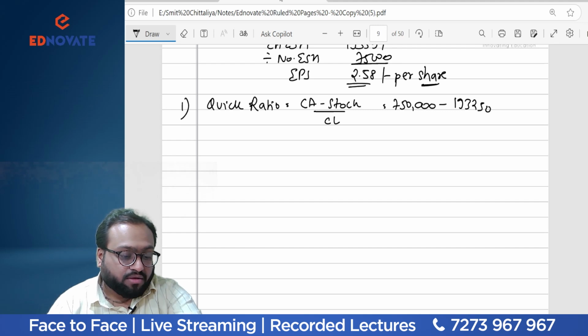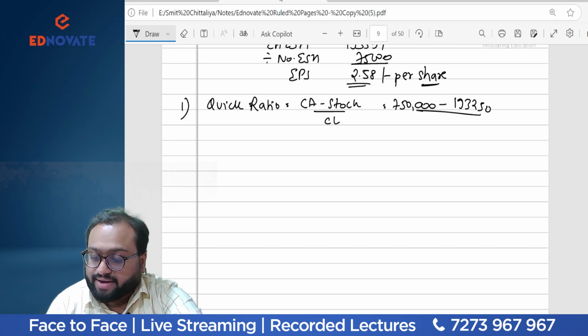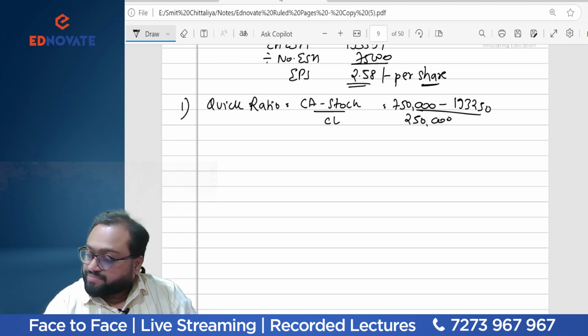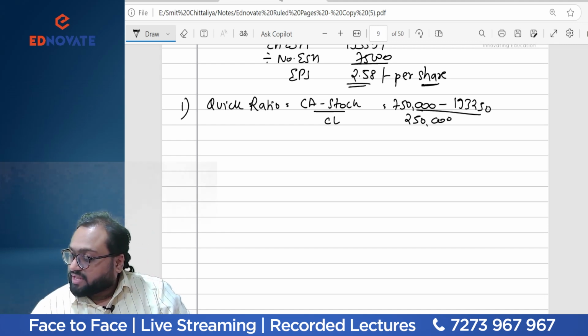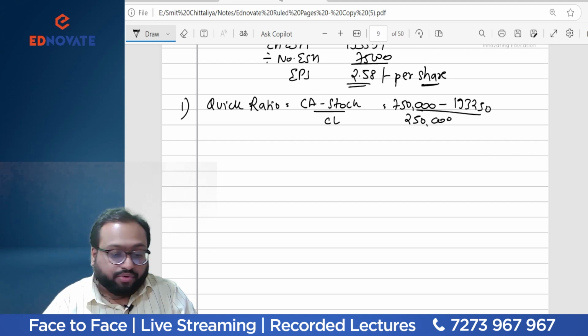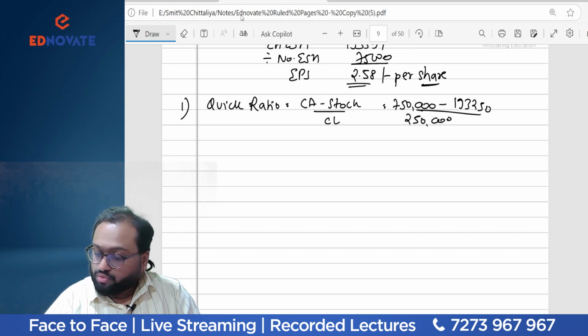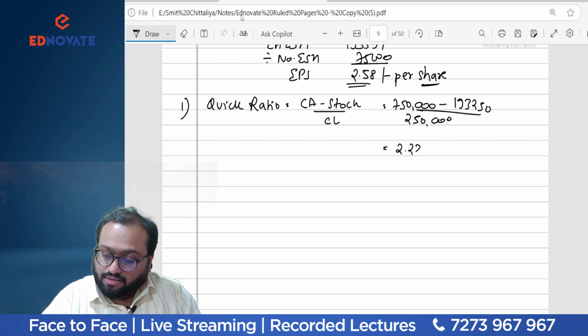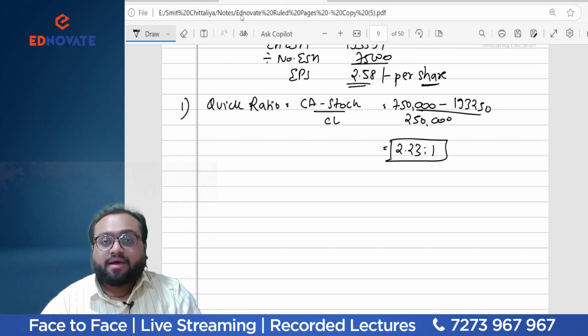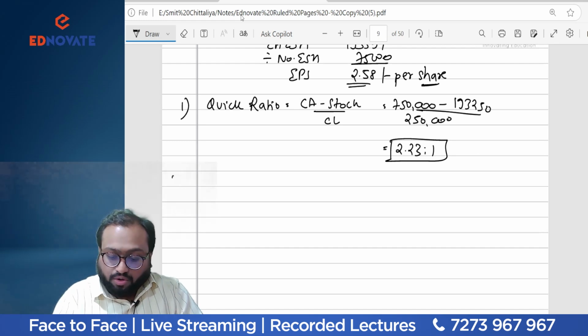So 7,50,000 minus 1,93,250 divided by current liability of 2,50,000. If I solve this, I get a quick ratio of 2.23. Yes, sir, it matches with my ICAI answer. It is 2.23:1.